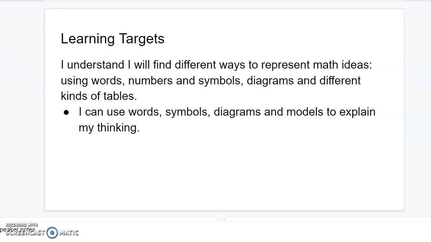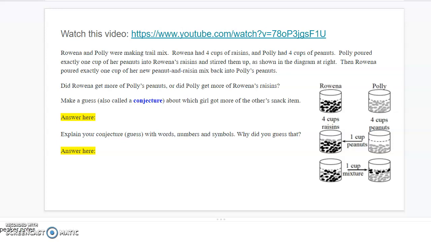You will have 2 slides to fill out. Here's the first one. There is a video that you're required to watch. It's about 2 or 3 minutes long, and it's about Rowena and Polly, who were making trail mix. Rowena had 4 cups of raisins, and Polly had 4 cups of peanuts. So they started off with the exact same amount. There is a diagram right here also showing that, Rowena's raisins and Polly's peanuts.